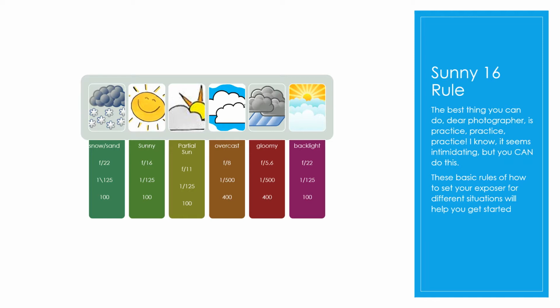Here are some basic rules to get you started. These rules are set for different exposure situations. In the snow and sand, f/22, 1/125th of a second, 100 ISO. Sunny days, partial sun, overcast, gloomy, backlight. You can see all of them there. This is a really, really great thing to look up. You can find printable sheets on Pinterest to print off for the Sunny 16 rule. Carry it with you, and like I said, practice, practice, practice.